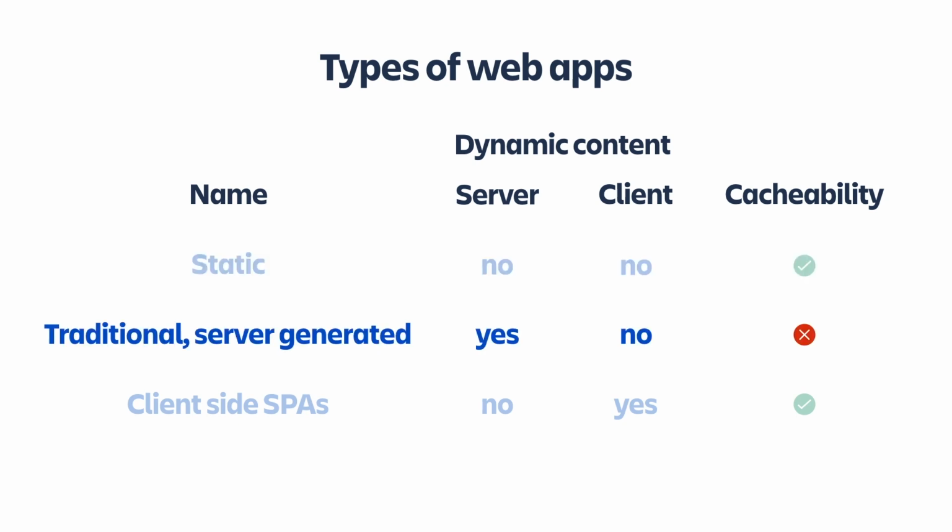The middle row corresponds to traditional server-side generated apps, which often use URL parameters to receive information. All the processing occurs in the server, and these apps are difficult for browsers to cache. Lastly, there's client-side single-page applications. These web apps typically render a cacheable shell quite quickly and then progressively render dynamic content. These are cacheable because a fast initial user experience can be served by the browser cache.